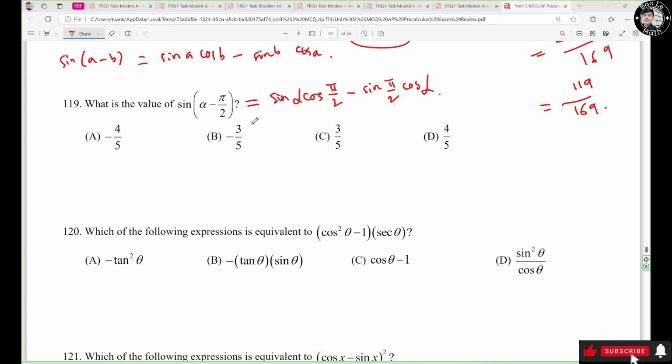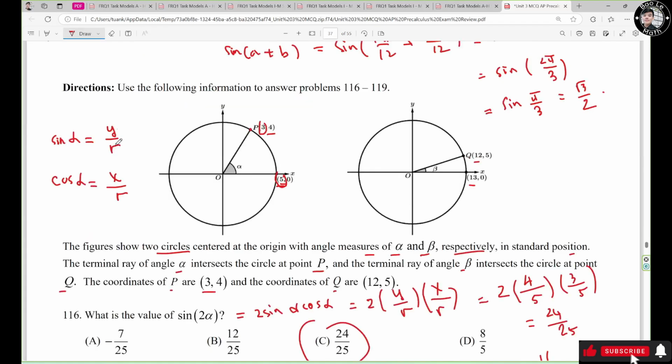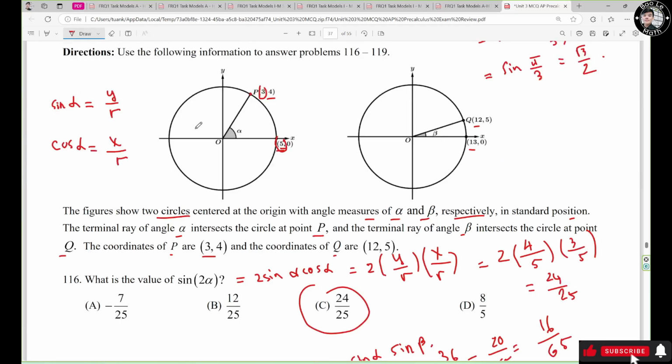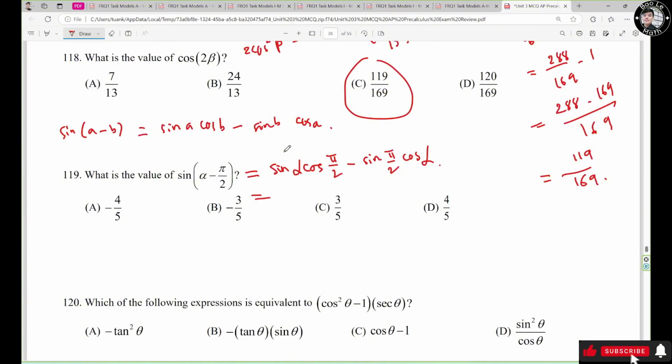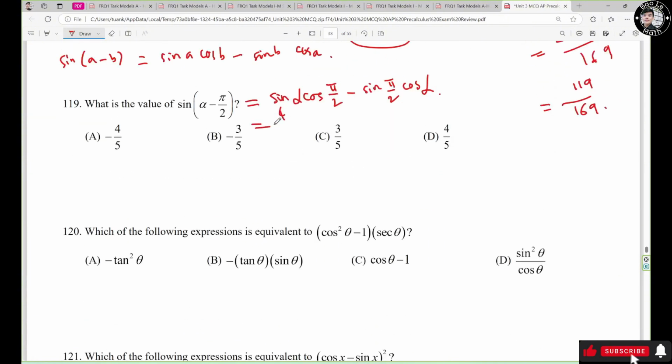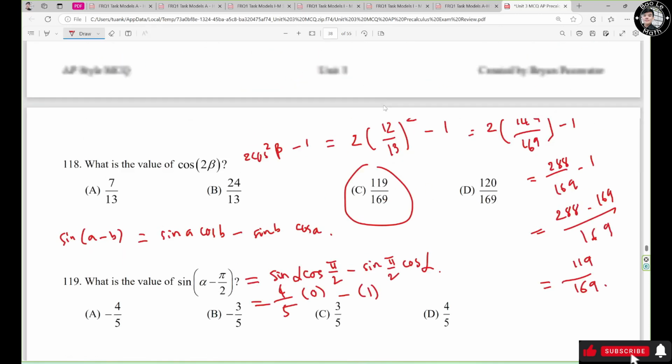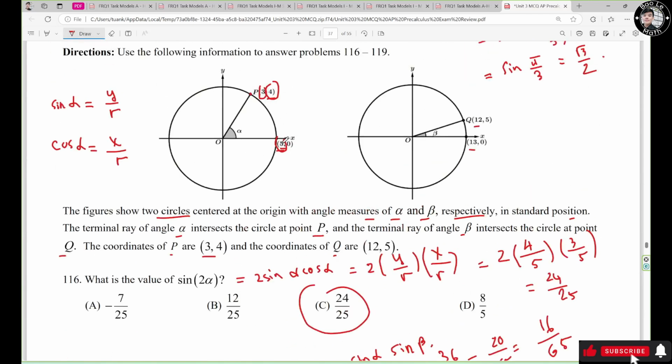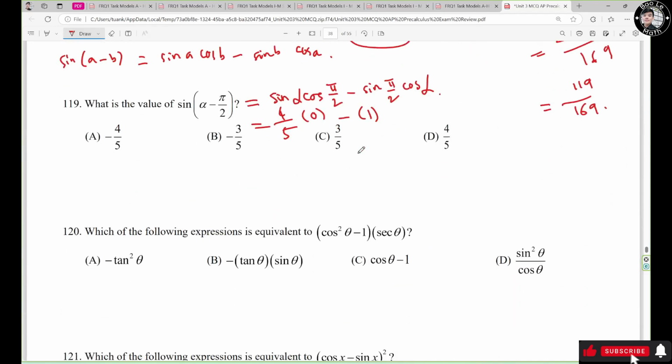Now we need to simplify this one. So sine alpha, which means y over r. So we look at the first diagram right here. Y equals 4 and r equals 5, which means 4 over 5. So we have 4 over 5 times cosine of pi over 2, which equals 0. Minus sine pi over 2, which equals 1, times cosine alpha, which means s over r. Now s equals 3, r equals 5 right here, so 3 over 5. Now simplify, it's going to be negative 3 over 5. The answer must be B.